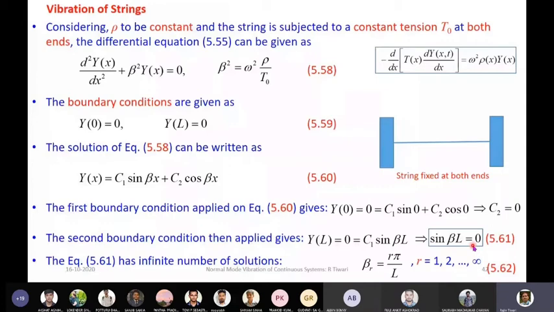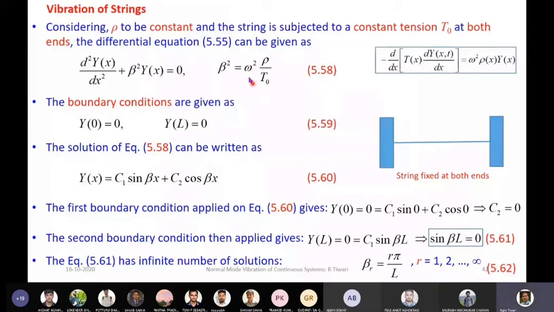So beta can take various values. So beta L will be R pi, where R can take 1, 2, 3, up to infinity. Only thing, R cannot take 0 value, but from 1 to infinity it can take to satisfy this equation. So it will have infinite solutions. Now this beta R is related with the frequency of the system.